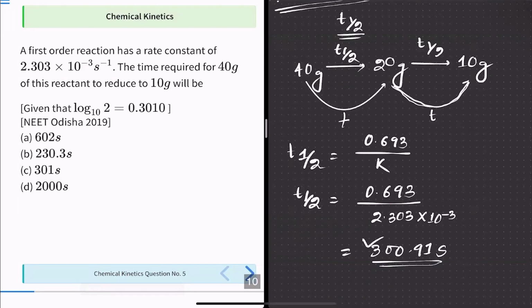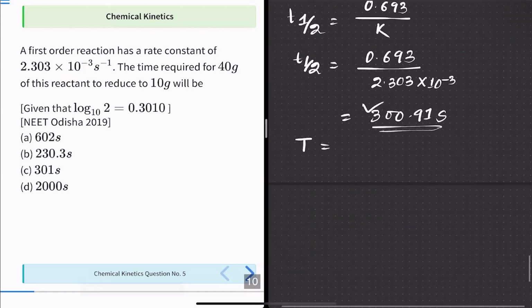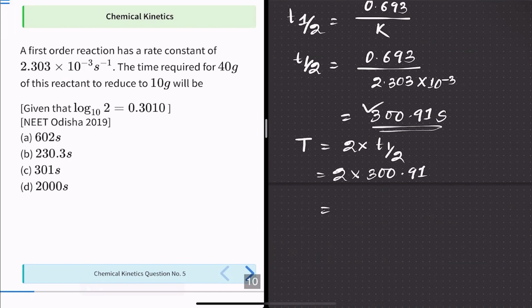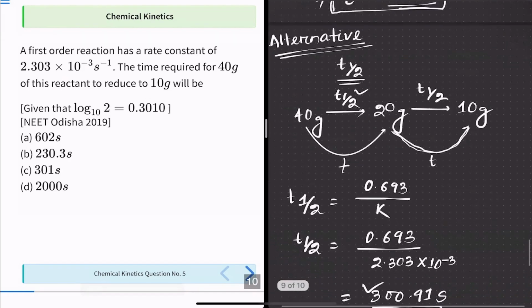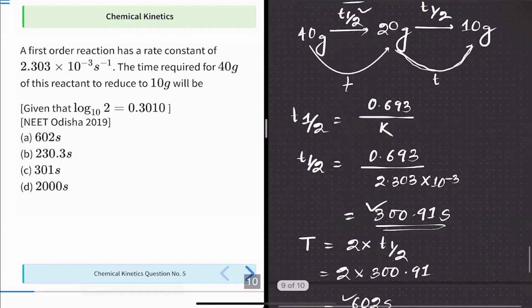In this reaction, 2 T half is required. For 40 gram to 20 gram conversion, 1 T half, and for 20 gram to 10 gram conversion, another T half. So the total time would be 2 into T half, which is 2 into 300.91 second. It is around 602 seconds. So in this way also you can calculate, by calculating the T half. Okay, so let's move on to the next question.